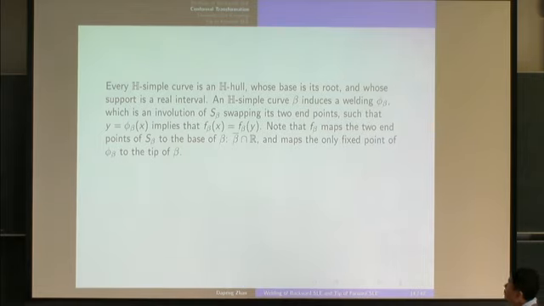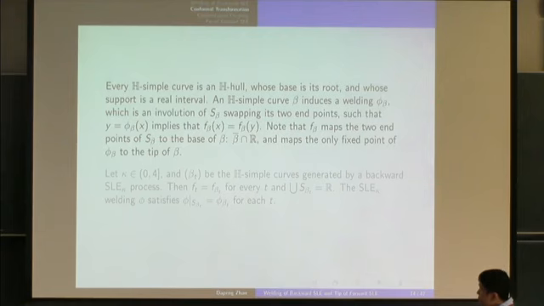An H simple curve beta induces a welding phi_beta, which is an involution of S_beta swapping its two endpoints, such that y equal to phi_beta of x implies that f_beta of x equals f_beta of y. Note that f_beta maps the two endpoints of S_beta to the base of beta, and maps the only fixed point of phi_beta to the tip of beta.